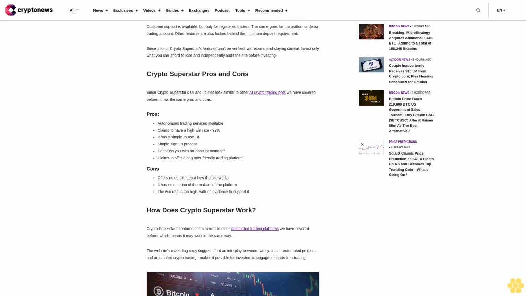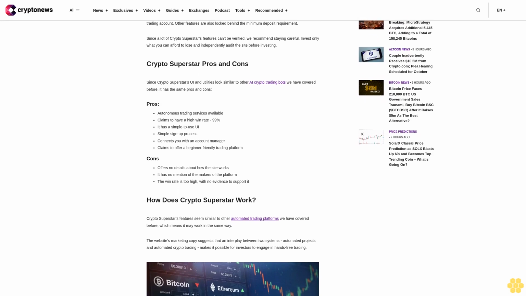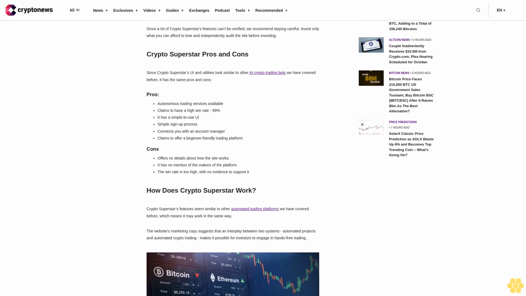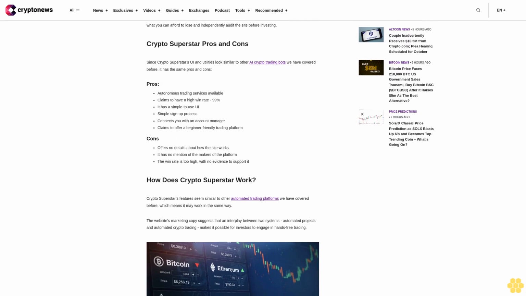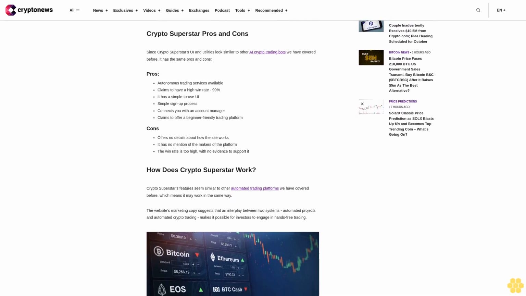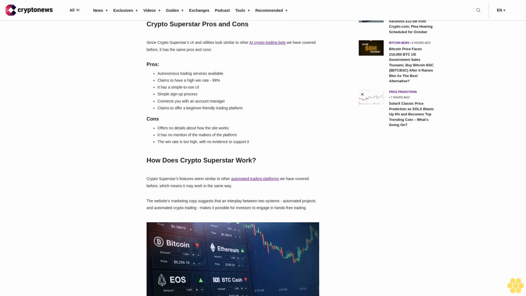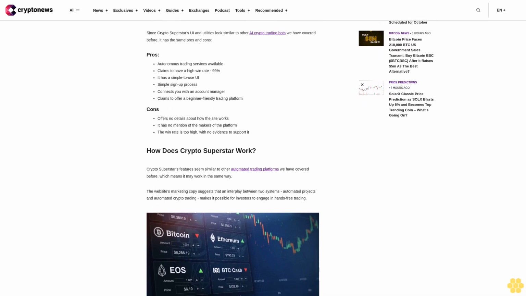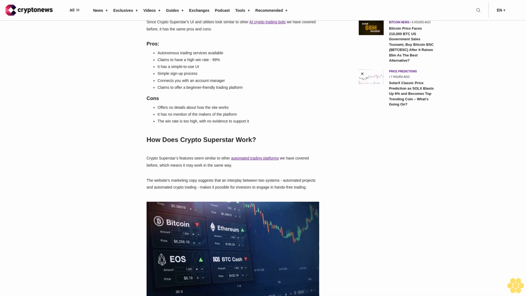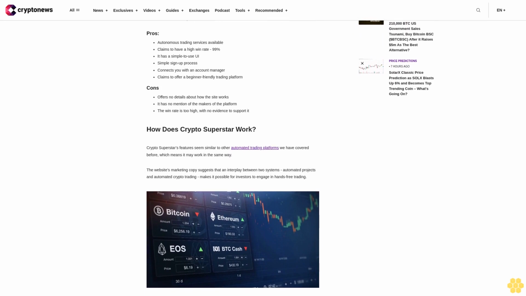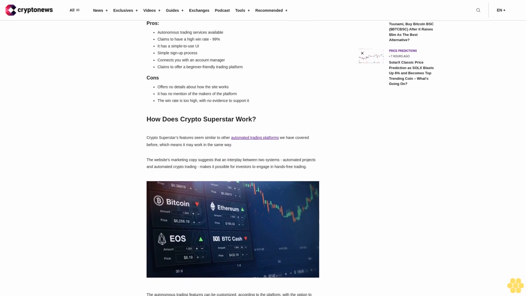Crypto Superstar pros and cons. Since Crypto Superstar's UI and UX look similar to other AI crypto trading bots we have covered before, it has the same pros and cons. Pros: autonomous trading service is available, claims to have a high win rate of 99%. It has a simple UI, a simple sign-up process, connects you with an account manager, and claims to offer a beginner-friendly trading platform.